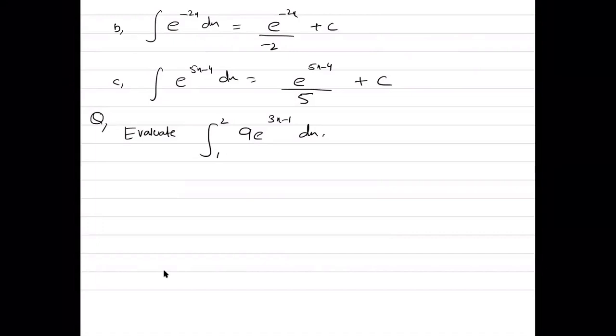So what is going to be the integration of this function? 9e to the power of 3x minus 1 over 3, which is 3e to the power of 3x minus 1. Do you think I should write plus c? No, right? Because I already have the limits.